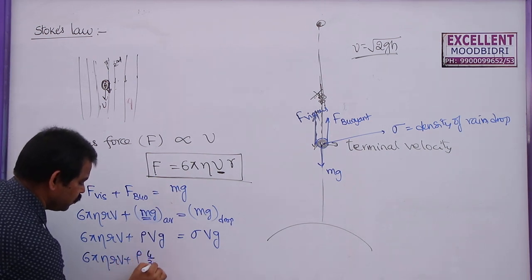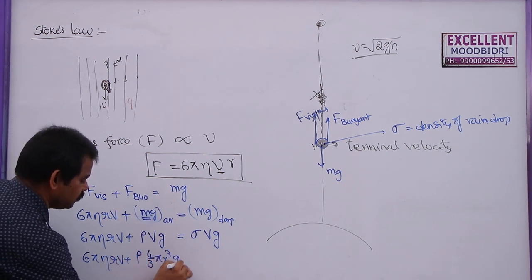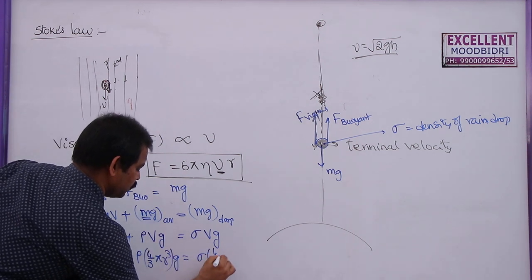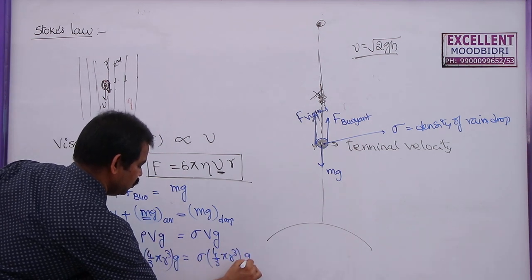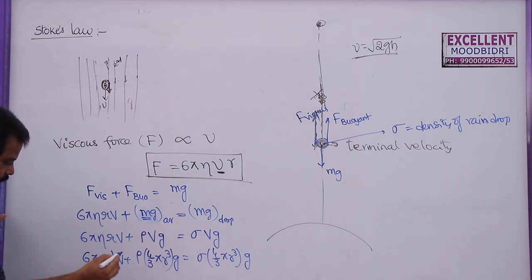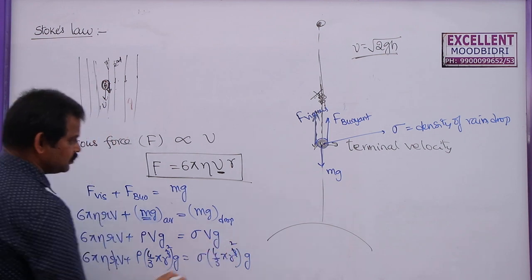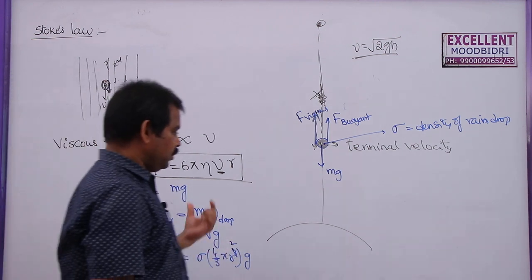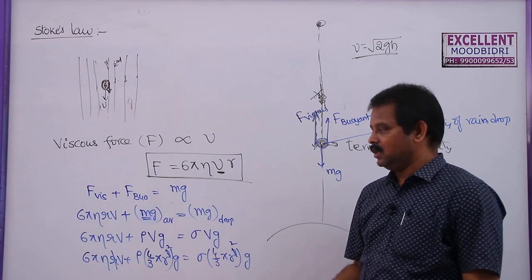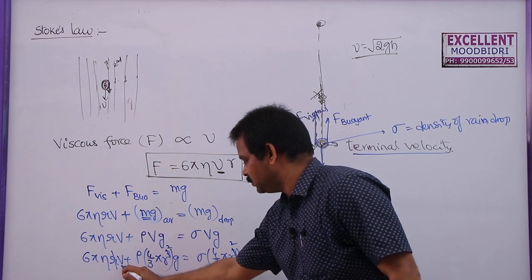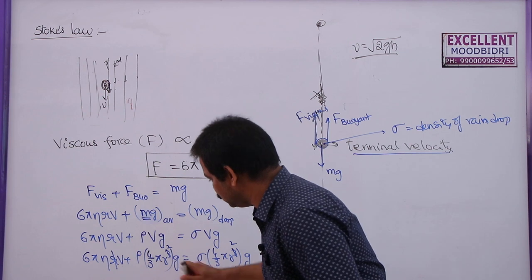So this is 4 by 3 pi r cube into G is equal to sigma into, this is also 4 by 3 pi r cube into G. You can cancel this r here, one r will cancel r square, one more will cancel r square. So now I need to find out the velocity. That velocity is known as the terminal velocity, the velocity with which the raindrop is falling. So I am going to find out this velocity here.